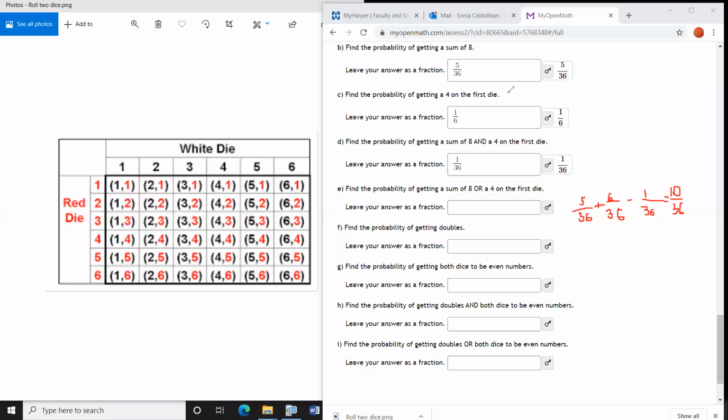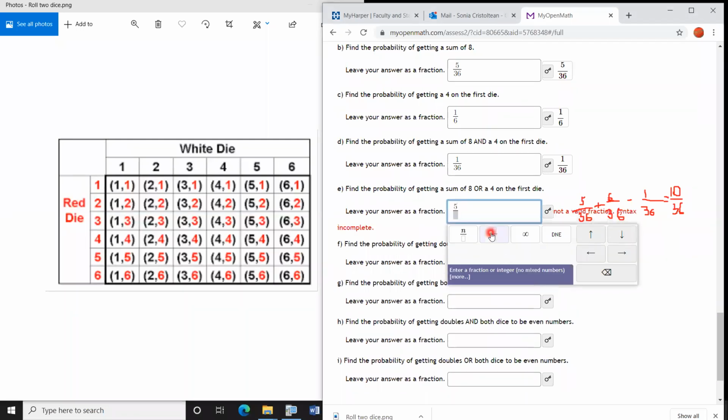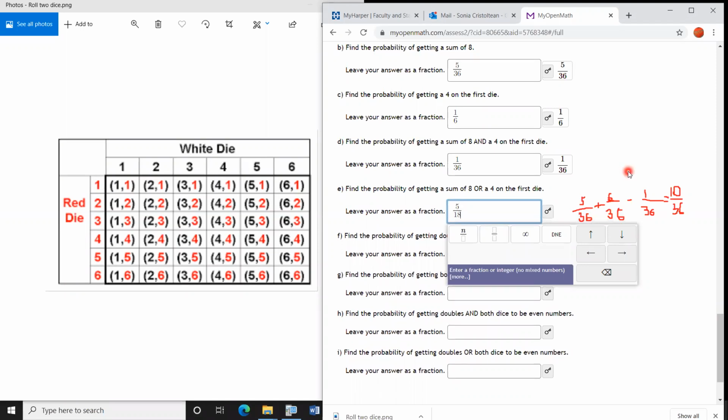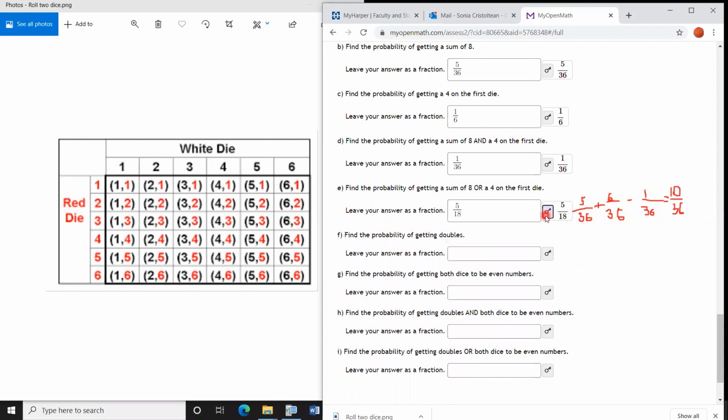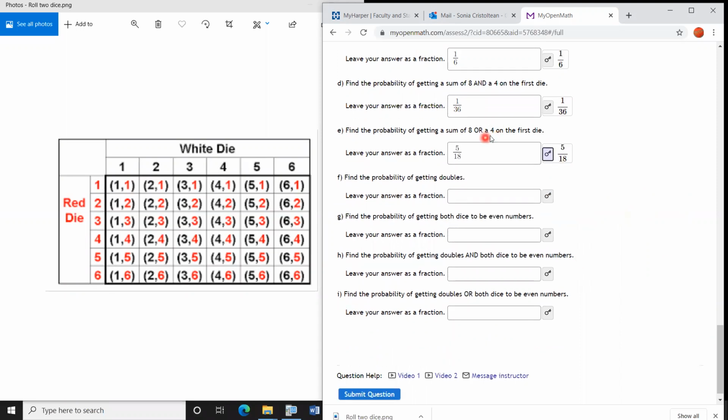So I'll grab my spotlight and I will enter the simplified form, 5 over 18. And let's just check if that is the correct answer. And yes, that is the correct answer. I will clear the drawings now. Okay, so this is basically how you do this type of problems. It seems that the more complicated one is the one with or here. Let's see, I will finish this.